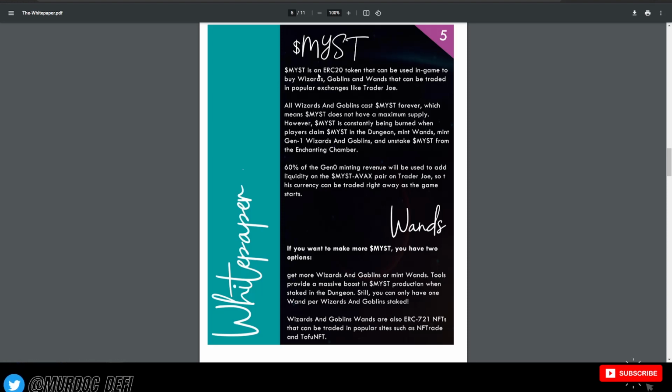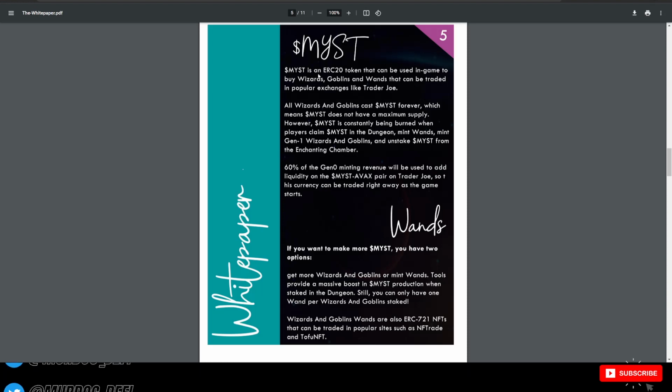Mist is an ERC-20 token. Again, this is going to be on Avax. It can be used in-game to buy wizards, goblins, wands, and can be traded on popular exchanges, right? It's completely up to you what you want to do with all the mist tokens once you've acquired them. You can put them back into the game, or you could sell those and cash out.